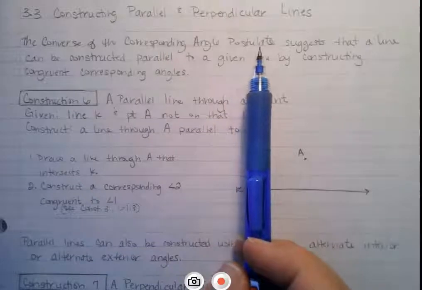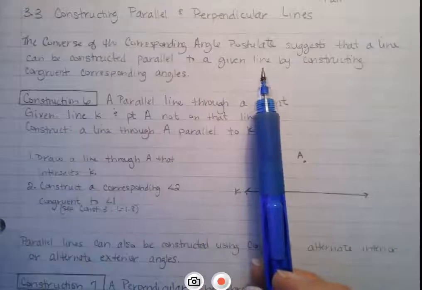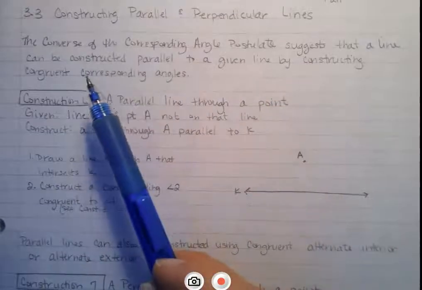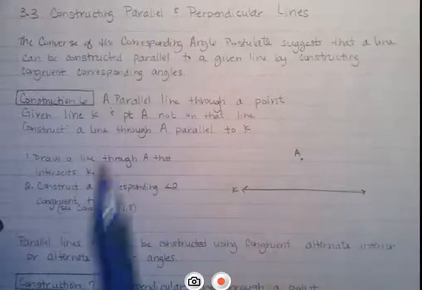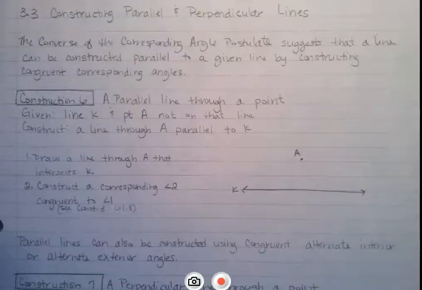Okay, so first of all, we talked about the converse of the corresponding angle postulate in our warm-up today. It suggests that a line can be constructed parallel to a given line by constructing congruent corresponding angles. So if we have congruent corresponding angles, we know the lines are parallel. So we're going to do some constructions today.